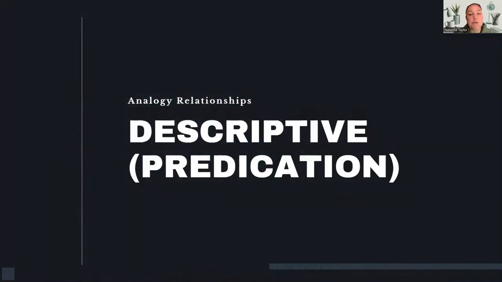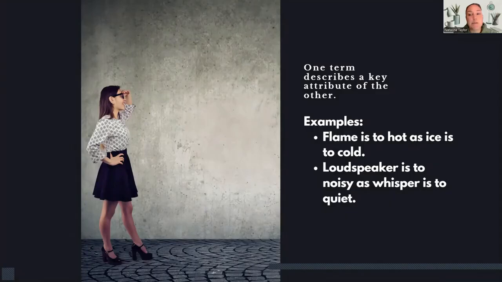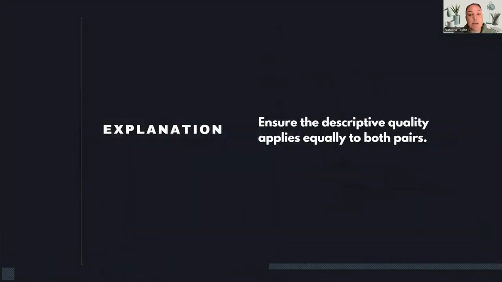Analogy relationships. Descriptive predication: one term describes a key attribute of the other. Examples: flame is to hot as ice is to cold. Loudspeaker is to noisy as whisper is to quiet. Explanation: ensure the descriptive quality applies equally to both pairs.